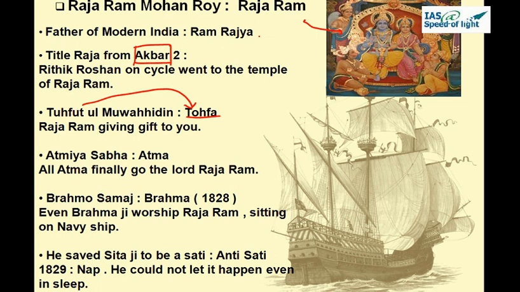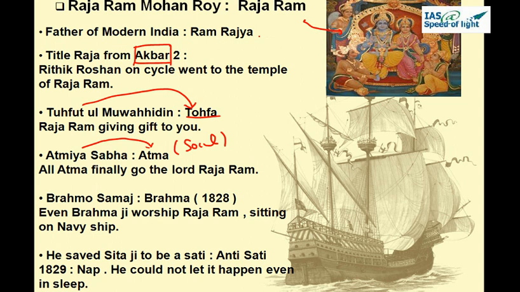Setting up of Atmiya Sabha. Atmiya becomes Atma. Okay, Atma is soul. All Atma finally go to the Lord Rajaram. Lord Rajaram is the universal God, the supreme single soul of the whole universe. So all souls of the world, after dying, after going out from this material body, go to the Lord Ram, or mix with the universal soul.